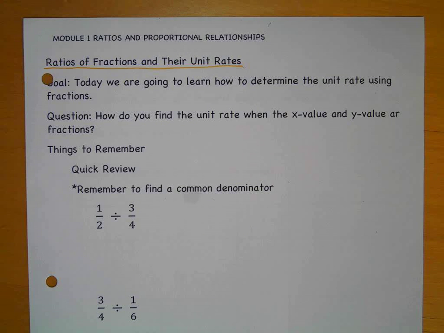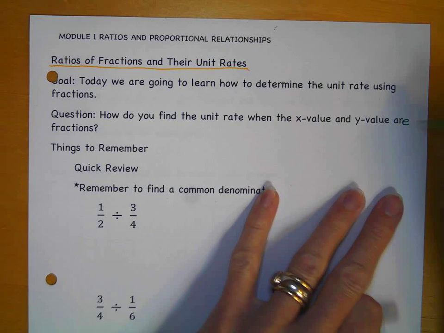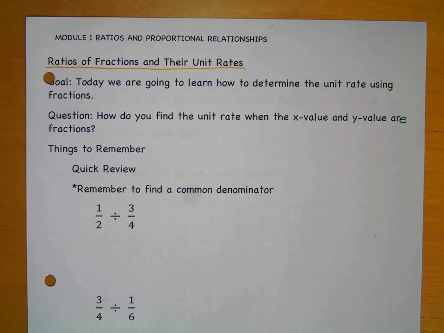The question that I want you to be thinking about is, how do you find the unit rate when the x value and the y value are fractions? For some reason, my little e fell off. Okay, so let's read that again. How do you find the unit rate when the x value and the y value are fractions?